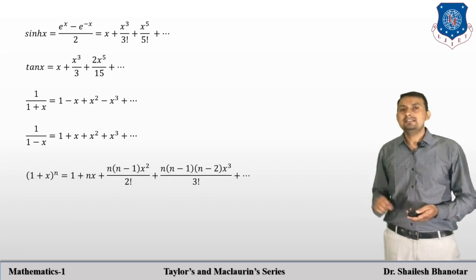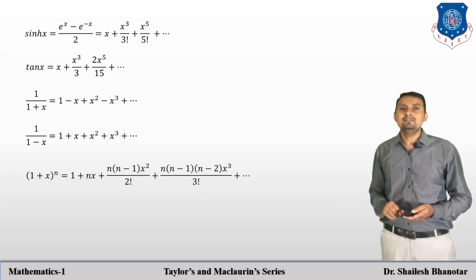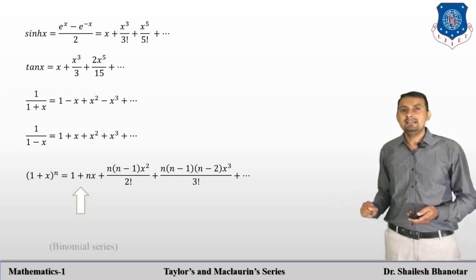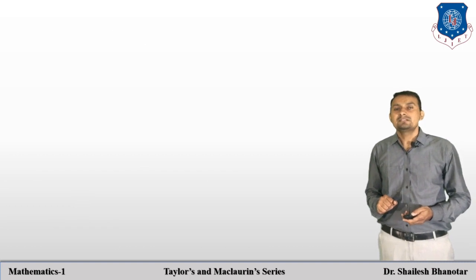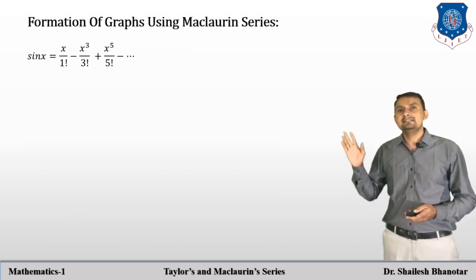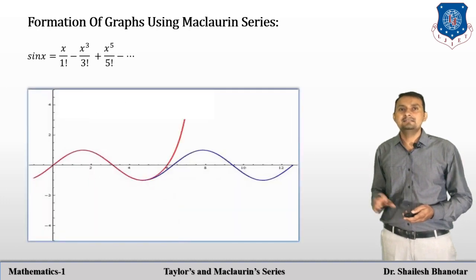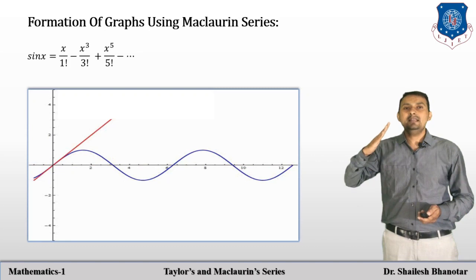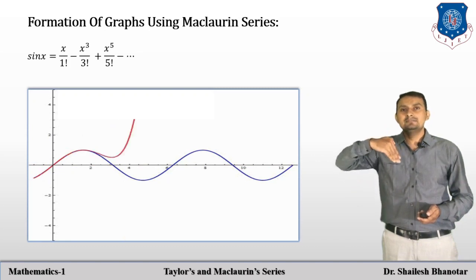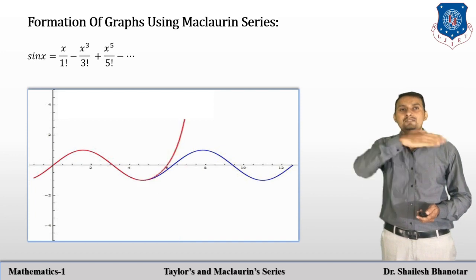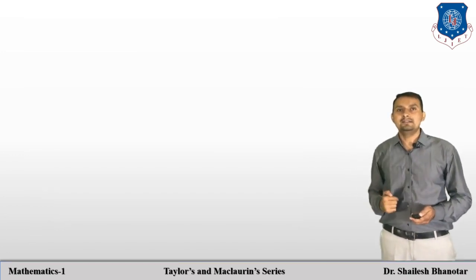Another, this is the binomial expression, which you can also derive based on the Maclaurin series. So just keep in mind, this is called the binomial expansion. So now, formation of the graphs using the Maclaurin series. This is the sine function, already we discussed. This is the graph of the sine function. First y is equal to x, then 2 terms, 3 terms, 4 terms, 5 terms, and based on that we can estimate the graph of the sine function.